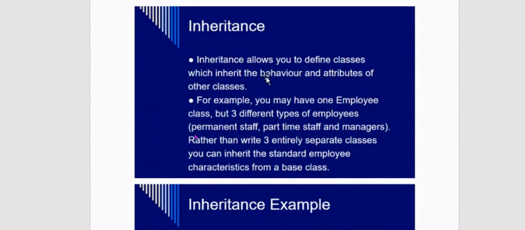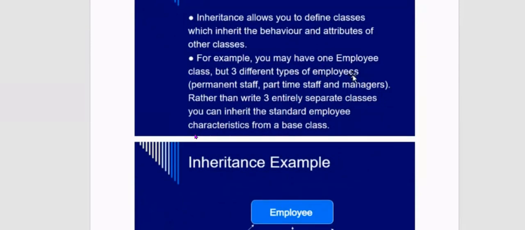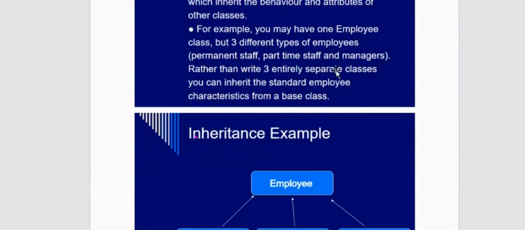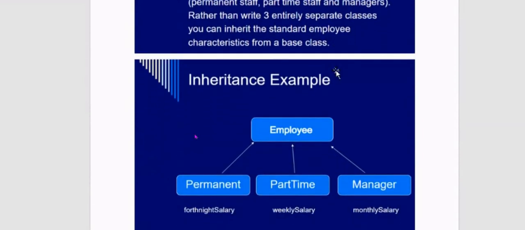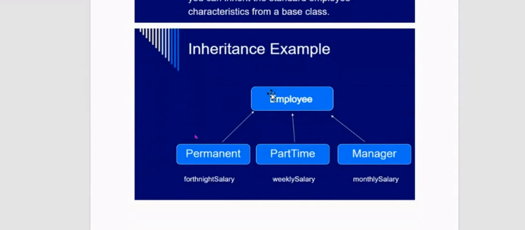We have two classes. First one is the subclass, which is called a child class, and second one is the super class, which is called a father class. This is an example of inheritance. Suppose employee has a permanent, employee has a part-time, employee has a manager. All belong to the employee.